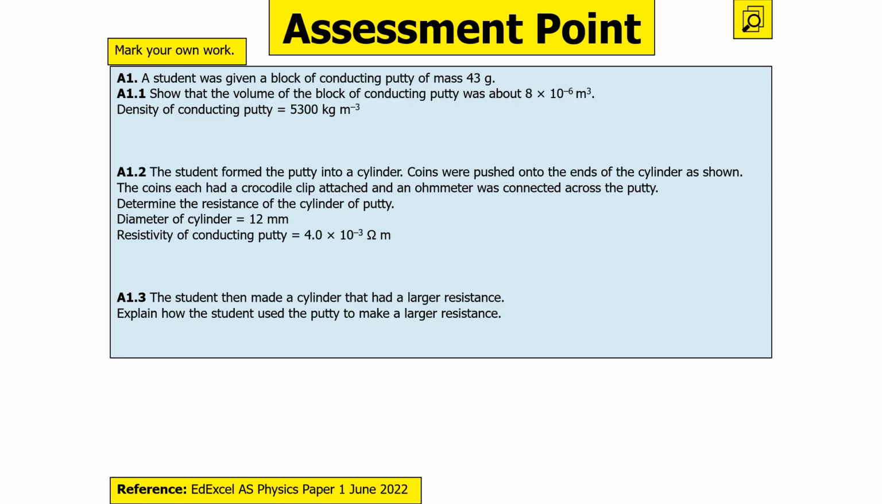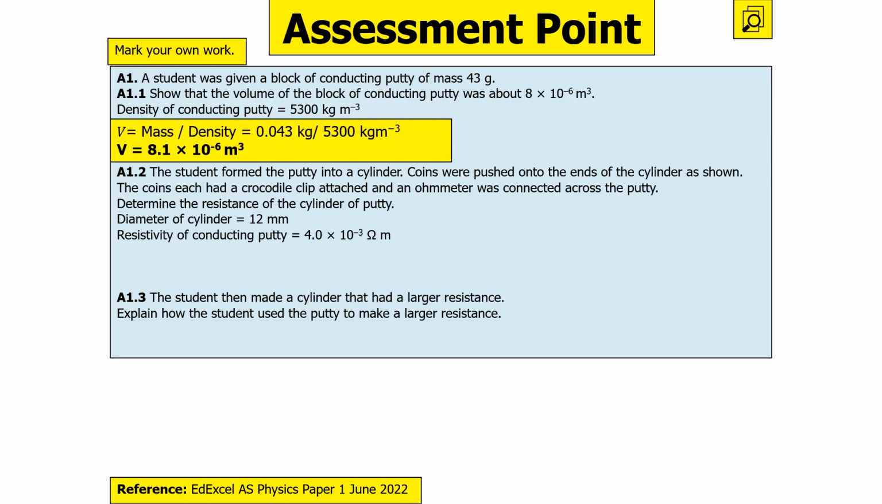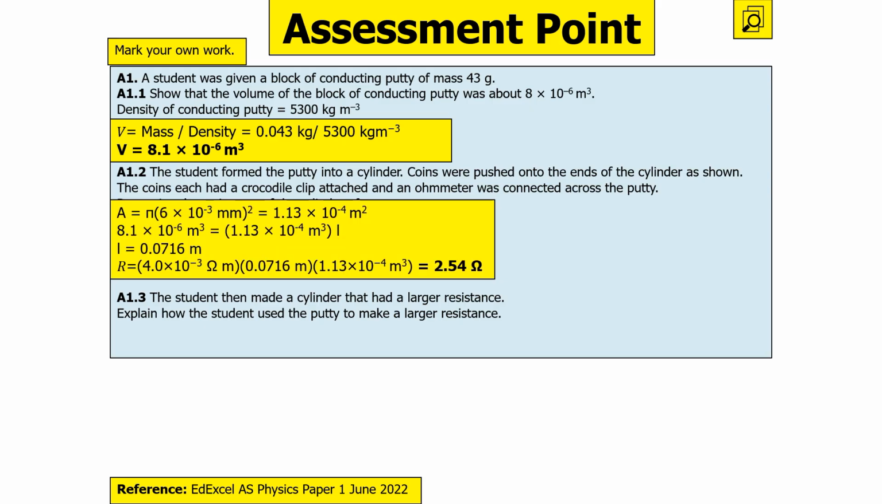Right, in this first one, we know that volume is mass over density. So we turn our grams into kilograms, so 0.043 kilograms over the density of 5,300. So it's 8.1 times 10 to the minus 6 meters cubed. In our next question, we can work out our area, because area is pi r squared because it's a cylinder, so the cross-sectional area will therefore be a circle. So you can work it through, remembering to turn any diameter into a radius and the millimeters into meters. So you can get 1.13 times 10 to the minus 4 meters squared.